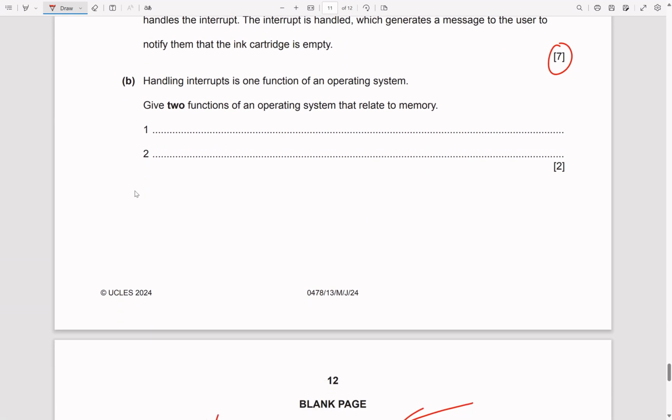Right, so I think the last one, handling interrupts, is one function of an operating system. Give 2 functions of an operating system that relate to memory. Okay, so you can talk about memory management. Obviously you don't have to write this, but that's going to include things like paging. It's also going to be virtual memory. And then I guess you say paging / segmentation.